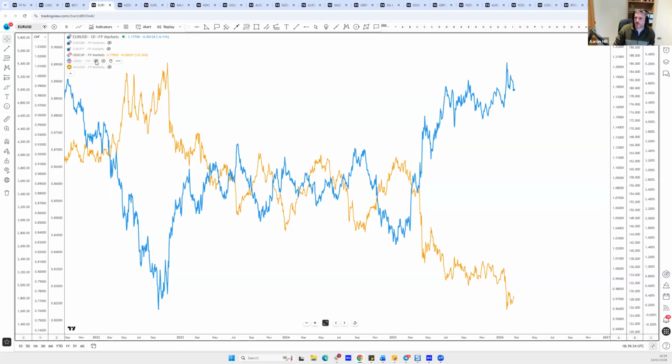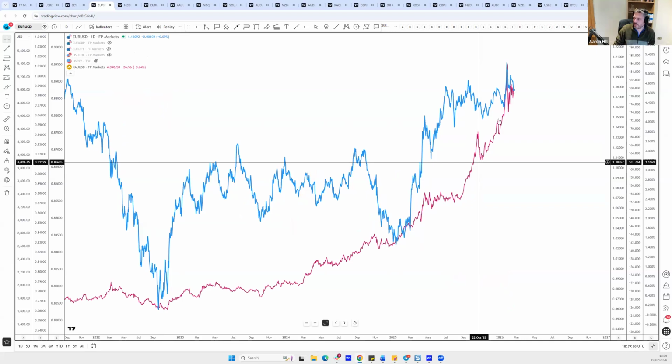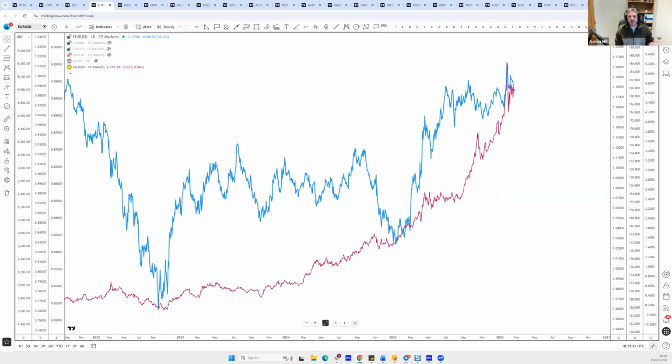We also have yields, which I've already gone over. Gold tends to have a positive correlation with the euro dollar, and this is because they both typically move in the opposite direction of the US dollar.